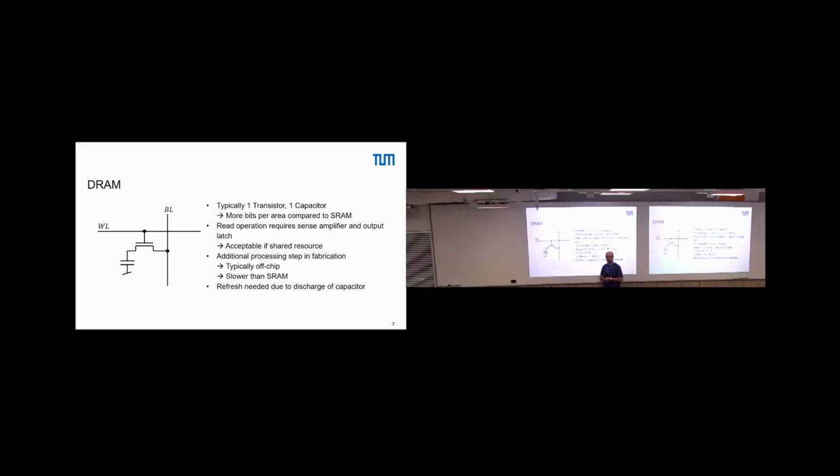Some charges are lost, right? So we have some leakage current that causes some of these to be cancelled over time, right? So the voltage on this capacitor decreases over time. That's not what we want to have, right? What can we do against it? Recharge. How do we recharge? We read the cell.